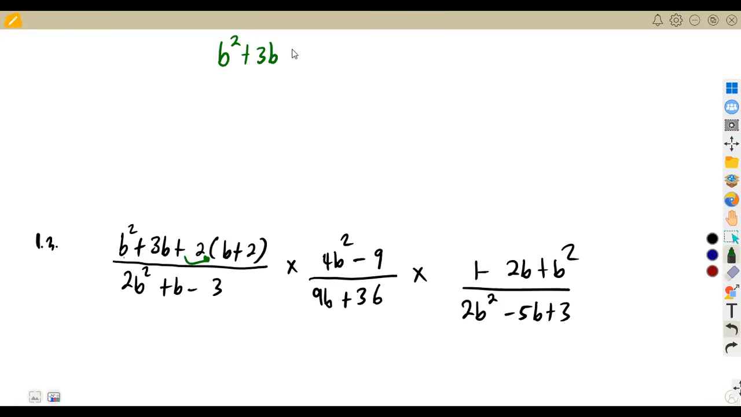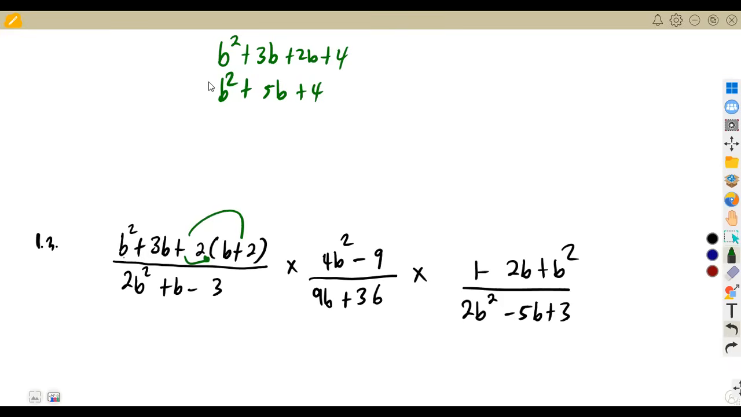2 times b is 2b. 2 times 2 is a positive 4. As you can see, these are like terms, so it's b squared plus 3 plus 2, which is 5b, plus 4. So we are back to our normal factorization.